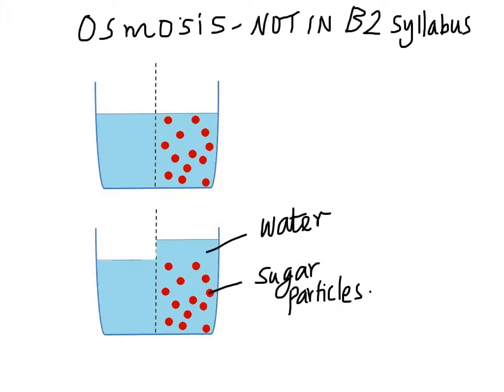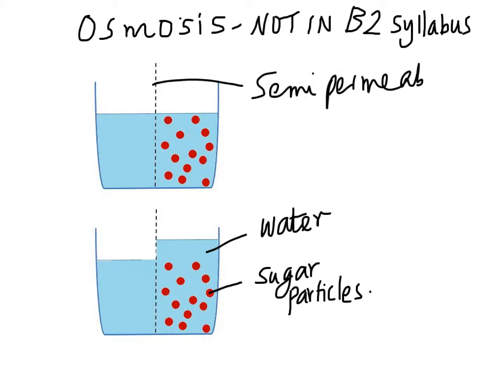What you see here is an idea known as osmosis, but this is not in our B2 syllabus, though sometimes questions are based on this idea. Although you don't need to know the term osmosis, you need to be able to say in terms of diffusion what is happening. It is really important, particularly for students sitting higher tier exams. What's happening here is you have a semi-permeable membrane.